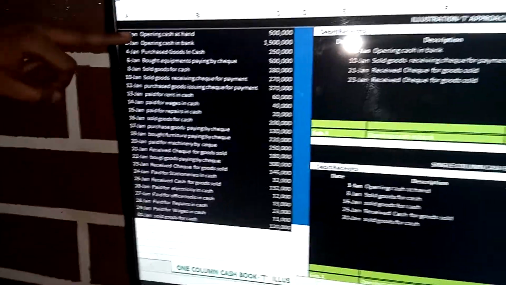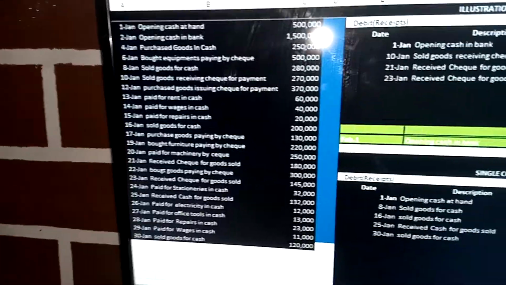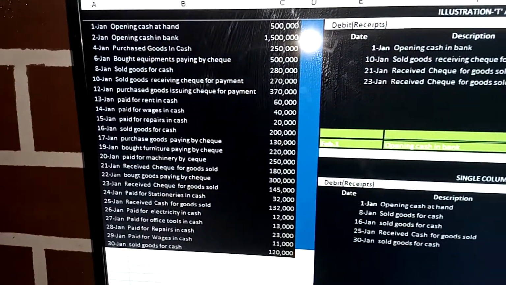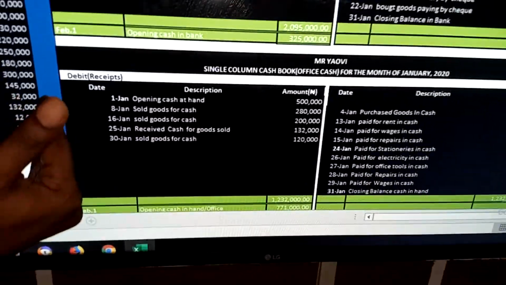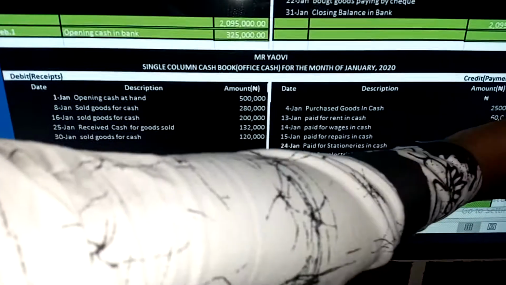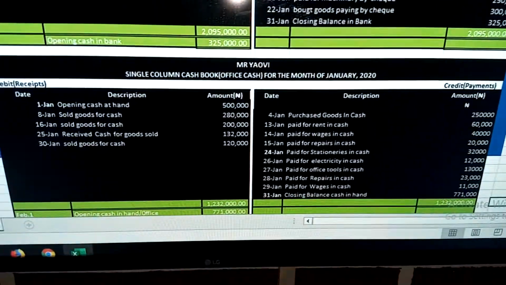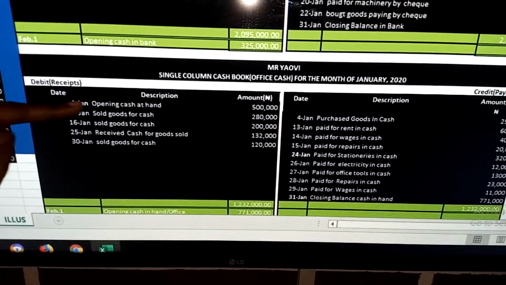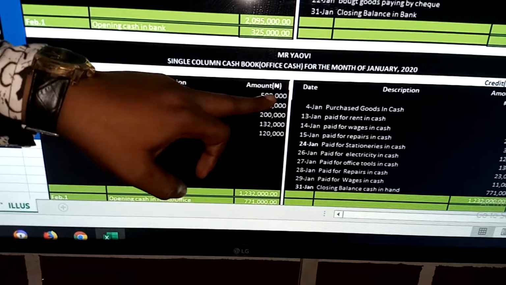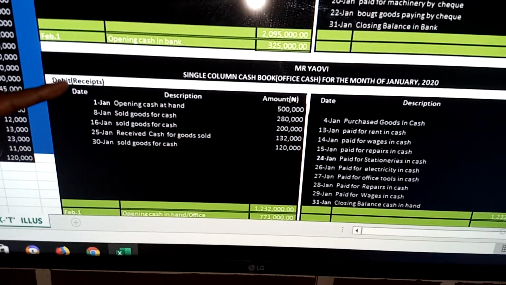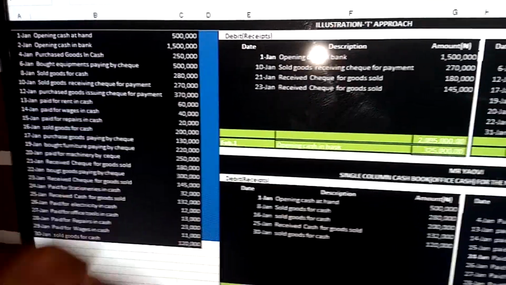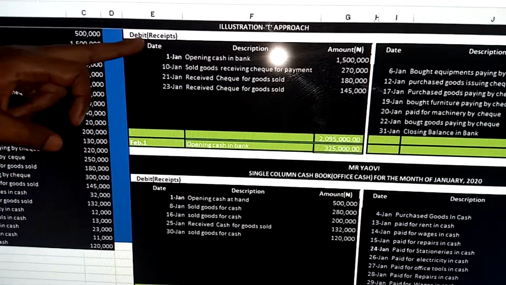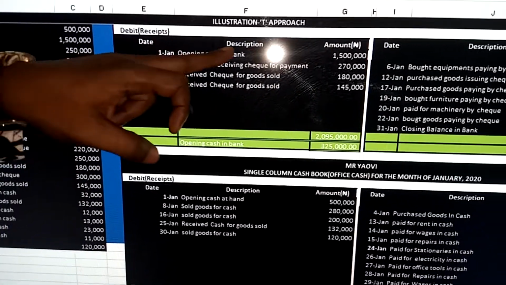Now we have 1st January opening cash at bank. We already know that it's affecting cash, so it will go to the office cash. So here is the office cash. Remember I said here, which is the debit side, the left side is for receipt. The right side is for payments. That's credit. So because it's a receipt into the business, we have opening cash at hand here, 500,000 in the debit side, which is the receipt side. January 2nd, we have opening cash at bank, 1.5 million. That is for the bank column here. We have date, description, amount. So 1st January opening cash in bank, we have 1,500,000.